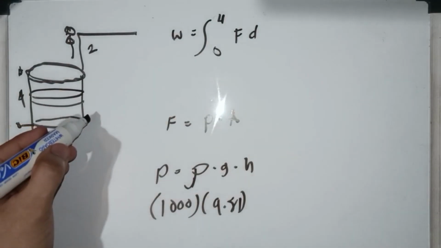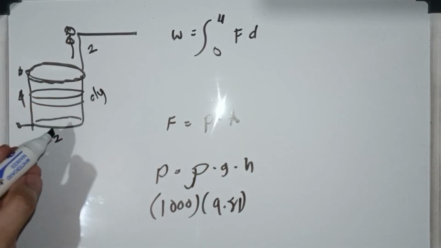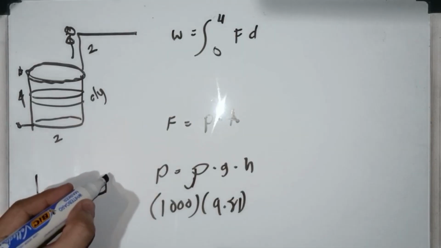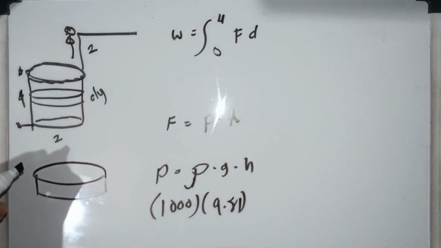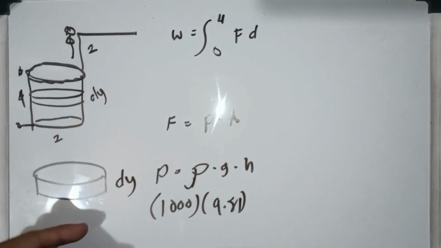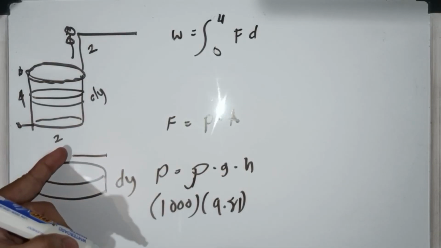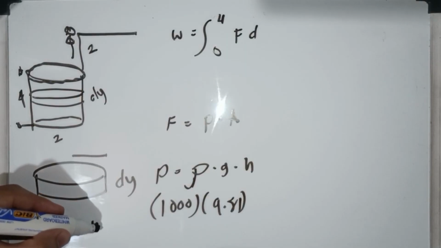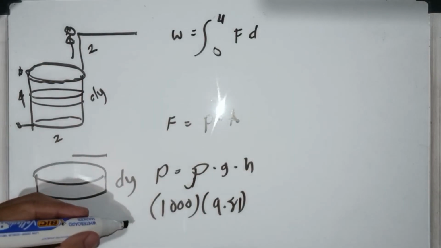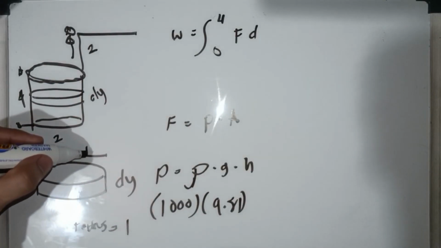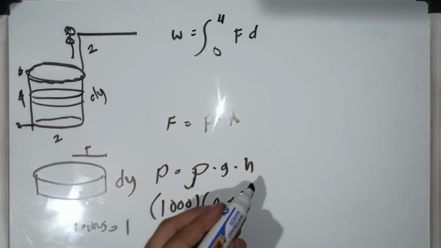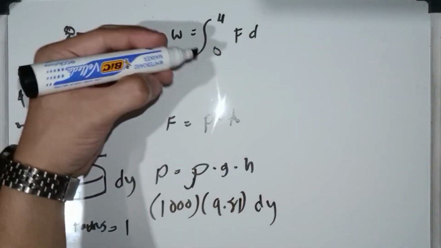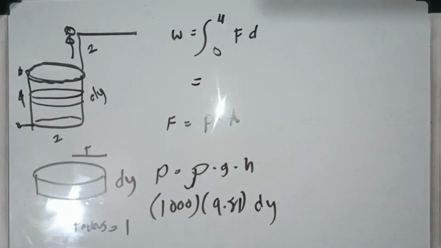Since this is 3D, it will look like this. Let's draw it here. So this is our dy, and we have our radius here. Our radius is equal to 1 since we have the 2. So our height is equal to dy. So let's now substitute our values.